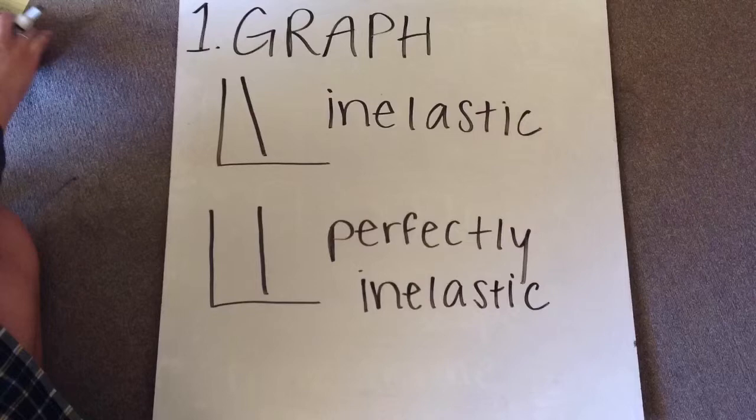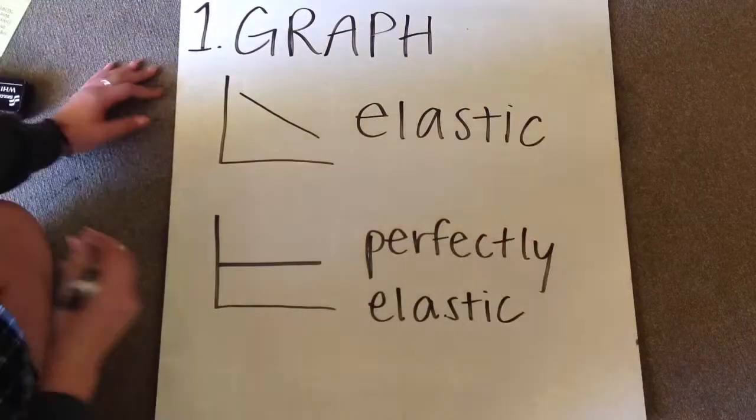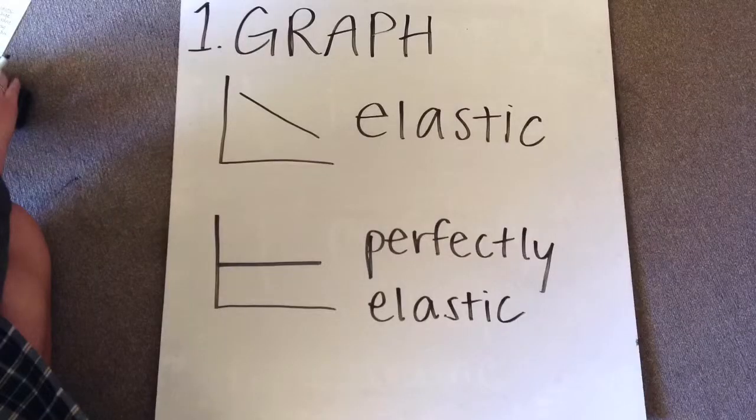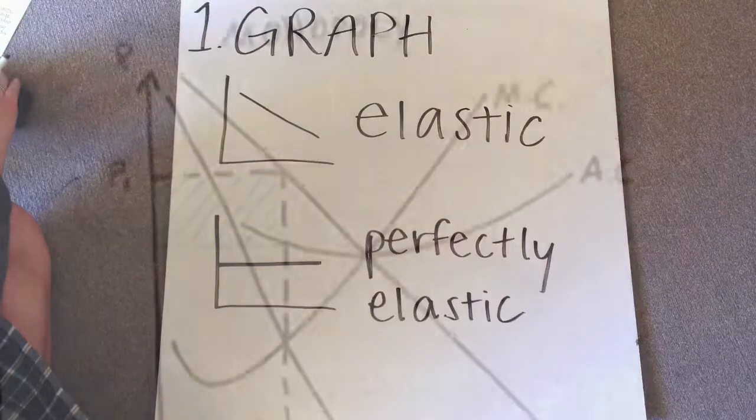Inelasticity means that an increase in price would lead to more revenue. Elastic graphs are more horizontal, and perfectly elastic, or infinite price elasticity of demand, is completely horizontal. Elasticity means that a decrease in price would lead to more revenue. The same applies to supply, meaning when the graph is more vertical, it is inelastic, and when the graph is more horizontal, it is elastic.